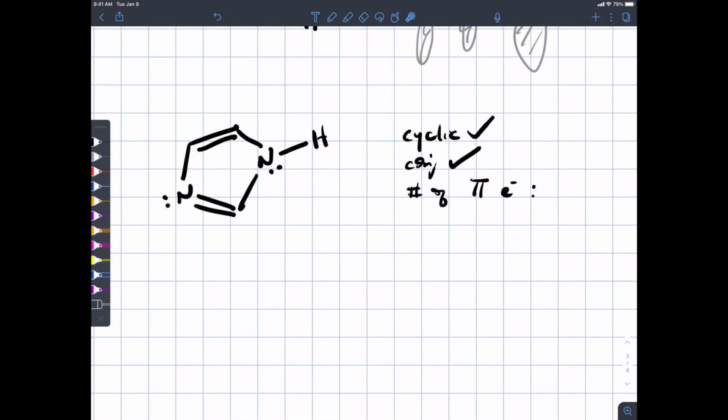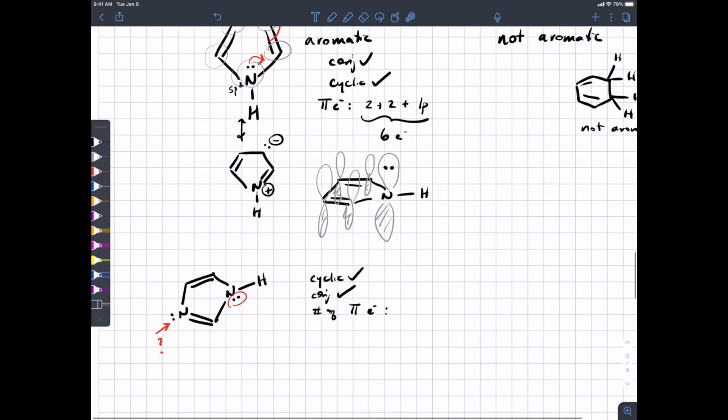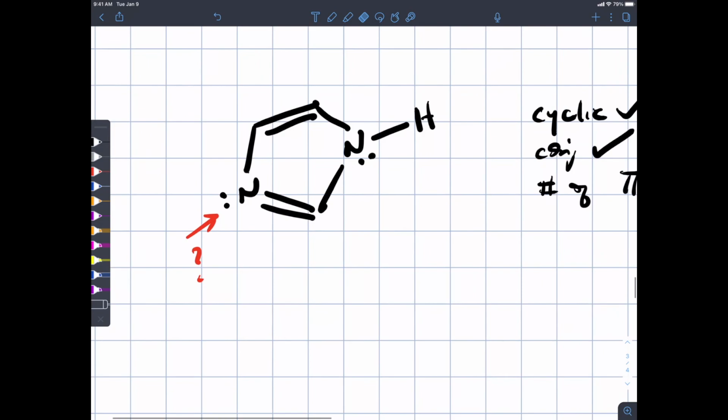Yeah. So what about these electrons? Do they count? I mean, these are in the same situation as up there, right? It's clear that these count because we could draw a resonance structure in which we delocalize them, right? If they can be involved in resonance, then they're part of the pi system. And the question is, what about over here? Can I draw a resonance structure where I do that? Why not?